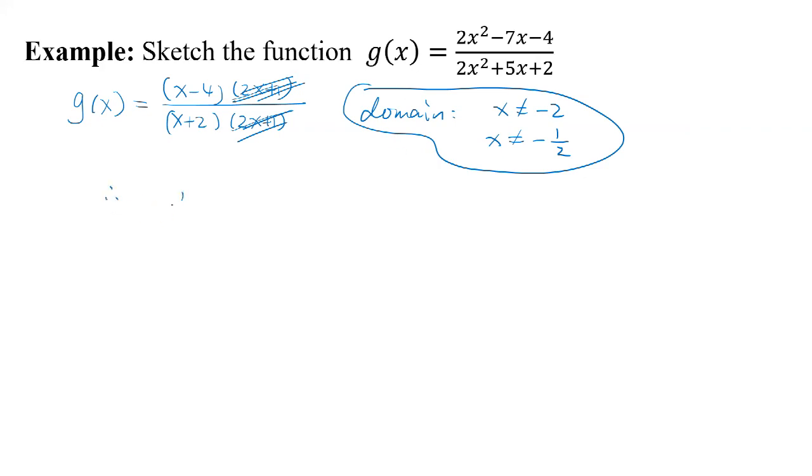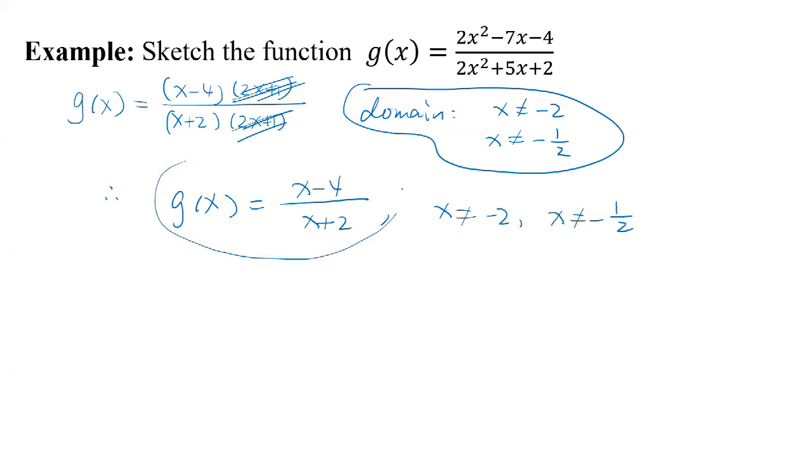So basically g(x) is x minus 4 over x plus 2, and x cannot be minus 2 and x cannot be minus 1 over 2. And then we can try to sketch this function and remove the 2 points here. This is a graph of g(x). We have already learned how to graph the ratio between two linear functions.